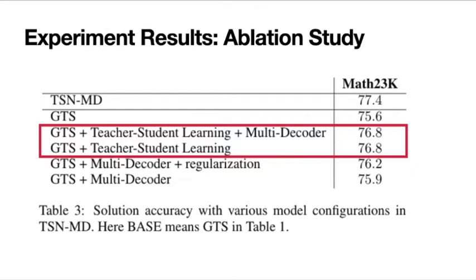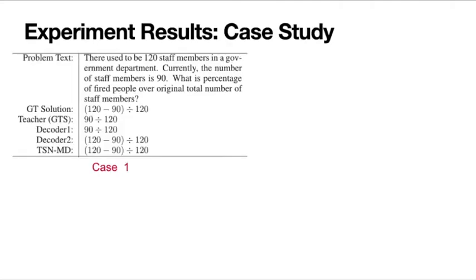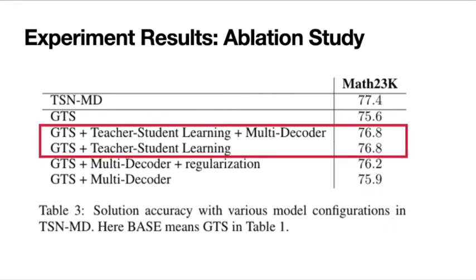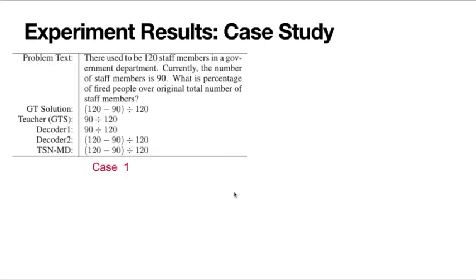In the first example, the problem is asking the proportion of the fired ones. However, GTS falsely predicts the solution expression to compute the proportion of the remaining members, and decoder 1 gets the same error. Our model gives the right solution with the help of decoder 2 exploring one more possibility. For the second case, GTS generates a new solution different from the ground truth. 2 decoders also give diverse correct solutions.